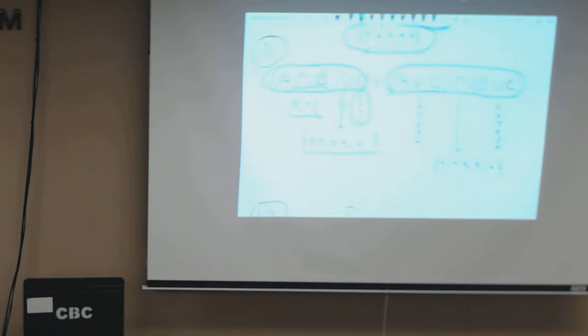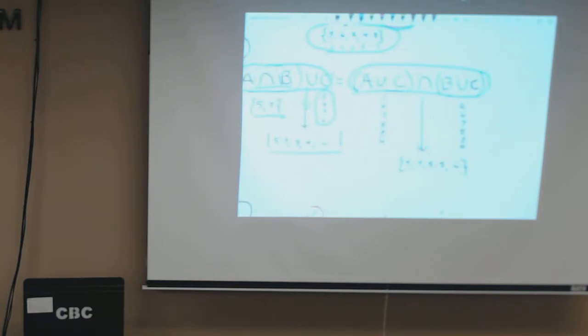Okay, let's do the other side. What's the union of A and C? A and C. 1, 4, 7, 5, 3, 6. What's the union of B and C? B and C. 5, 7, 6, 2, 3, 4.